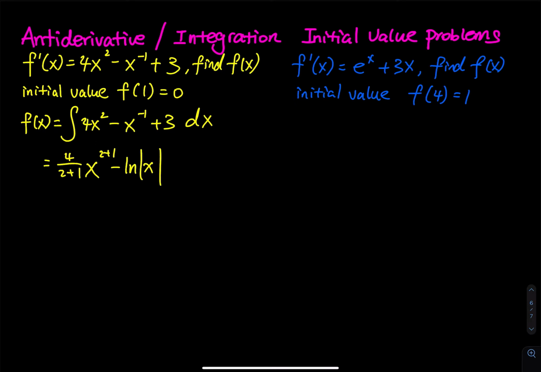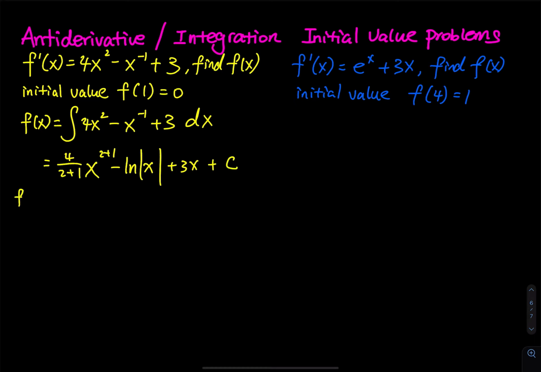Okay, let me repeat this one more time. You have to use the absolute value. This is not optional. The reason is ln of a negative is undefined. Also, ln of 0 is undefined. And then the integral of 3 equals 3x, and then you have a plus c.